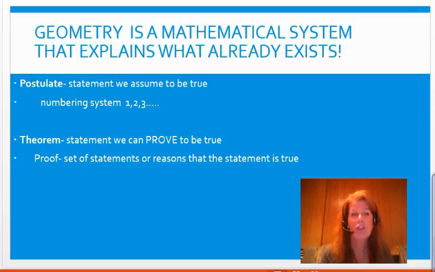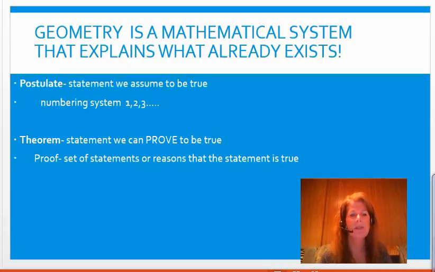One postulate that you know of, that you probably didn't realize was a postulate, that you've been using since you were about 1 or 2 years old, is the numbering system. Everybody knows that we count 1, 2, 3. I can't prove that to you, but somewhere along the way, somebody set that system, and that's what we follow so that we're able to count.